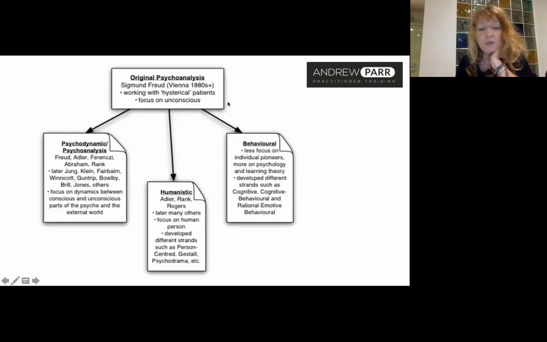So here's just a final diagram. You've got your original psychoanalysis back in the 1880s with Freud, initially working with the subconscious and hysterical patients. Then you've got your psychodynamic and psychoanalysis. And you've got, again, Freud and other names like Adler, Ferenczi, Abraham, and so on, all focusing on the dynamics between the conscious and the unconscious, and different parts of the psyche and how the external world affects things. So it's really quite a whole way of looking at things.